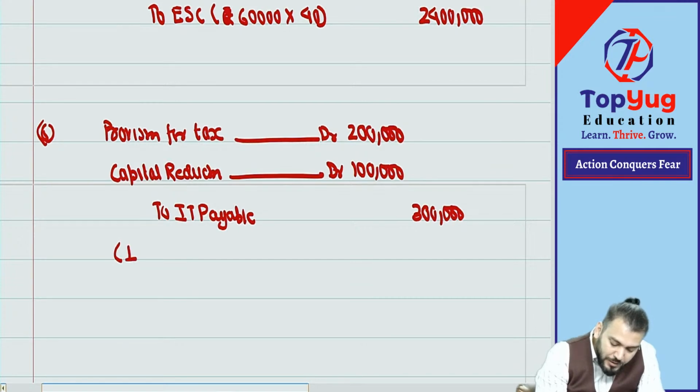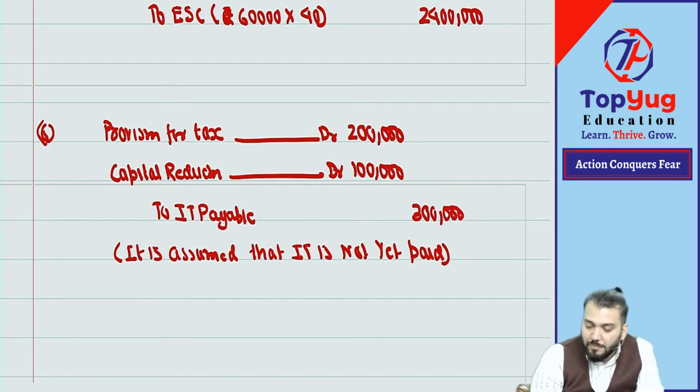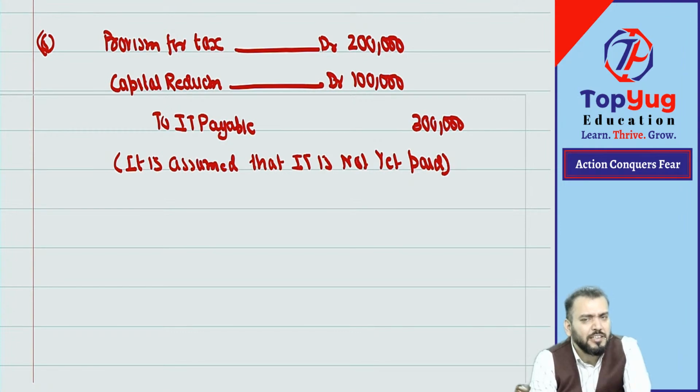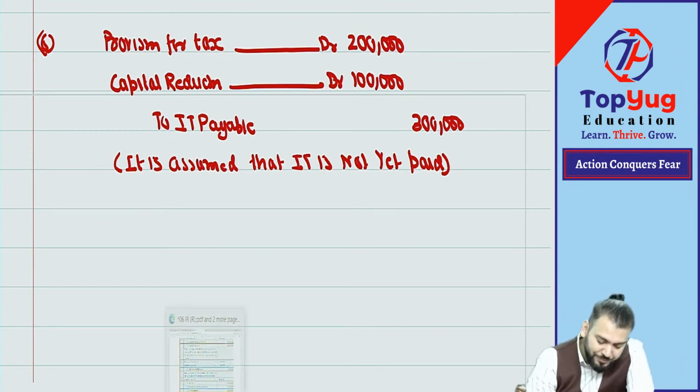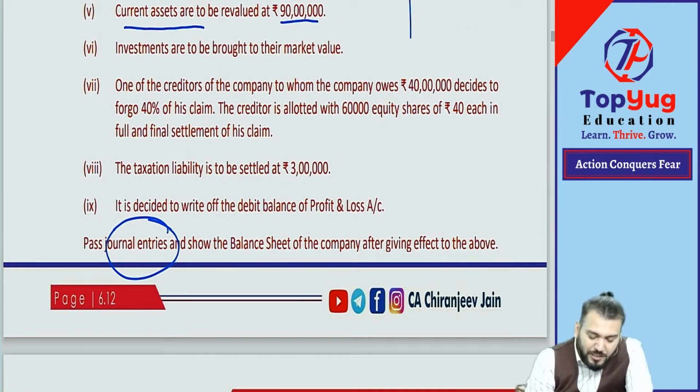So write down: it is assumed that income tax is not yet paid. Always assume this only. Means this income tax payable will come in the balance sheet. Got it? If paid is given in the question, then we'll pass one more journal entry, income tax payable account debit to bank. Okay. Then next point. It is decided to write off the debit balance of PL account.